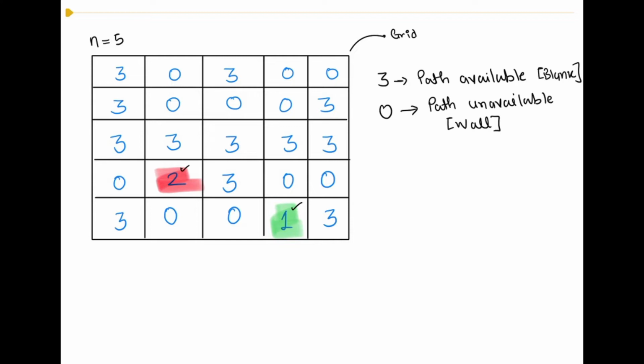It's given that 0 means that path is unavailable because it's a wall, and 3 means we can travel. So clearly we can only go from 1 to 3. Because it's a wall, we cannot go here. It's a wall, we cannot go here. It's a wall, we cannot go here. So yes, we are trapped. We can just traverse 1 and 3, and we cannot reach 2. Had this been a 3, we could have easily traversed to the destination.